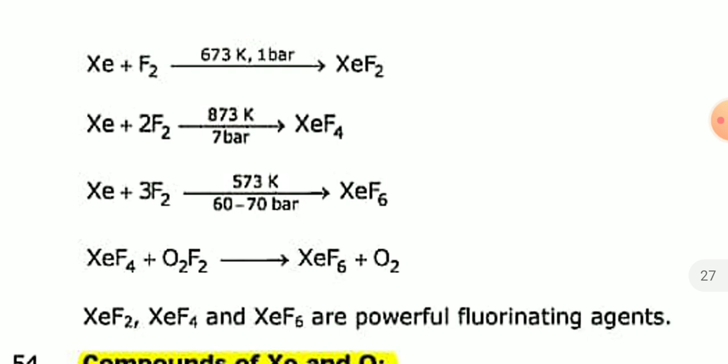When xenon reacts with fluorine at 673 Kelvin and at 1 bar pressure, the product is xenon fluoride XeF2. But when xenon reacts with fluorine at 873 Kelvin and in the presence of 7 bar pressure, the product is XeF4.